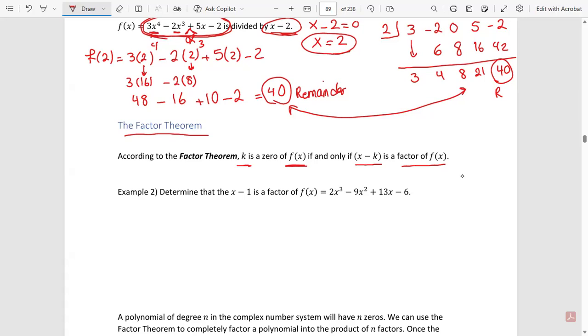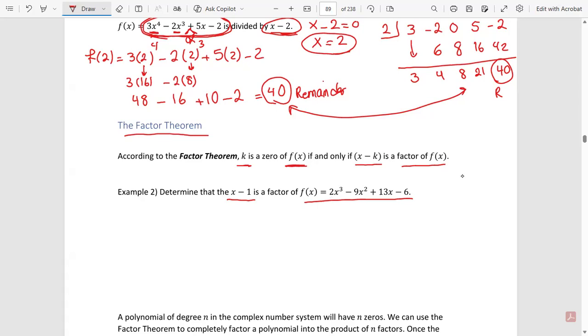Now, it says determine if x minus 1 is a factor of this polynomial. And don't forget that our goal in this section, or in this video, is just finding the factors and the zeros of polynomials. So we learn about all of these theorems to help us find the factors of polynomials or find the zeros of polynomials. We want to know if x minus 1 is a factor of that polynomial. How do we know?